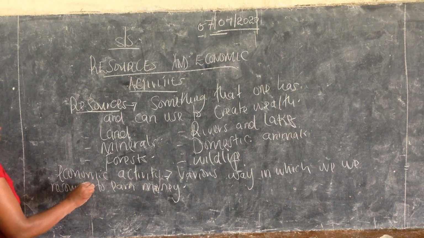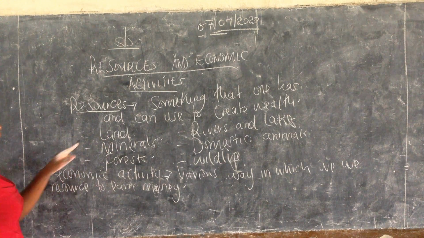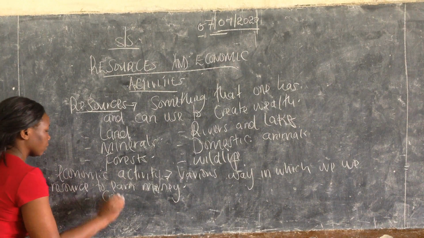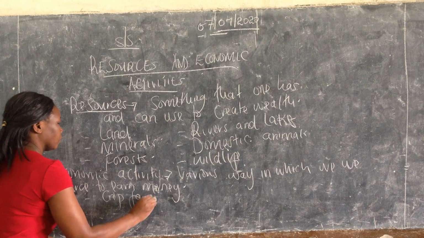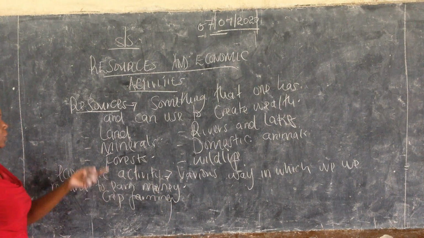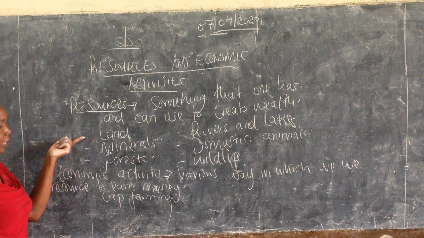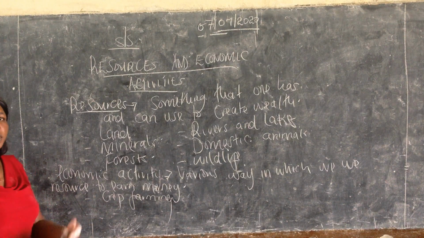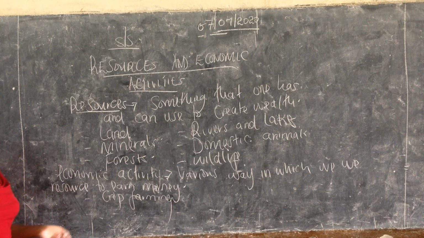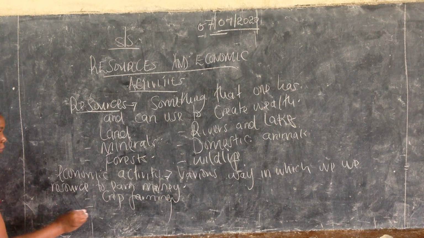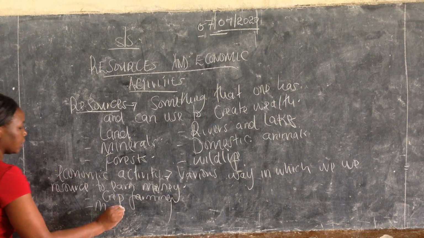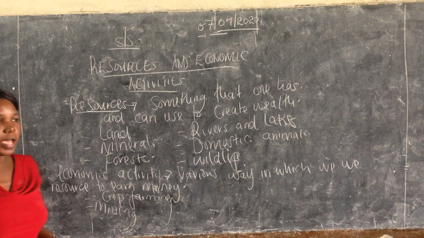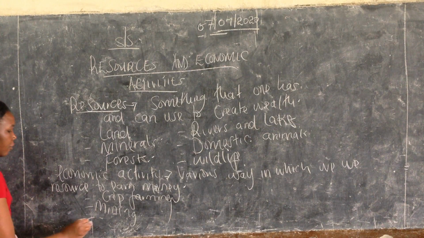So, from these resources, how do we earn money? One is crop farming. I've said we can use the land to grow crops, and from the crops we sell them, then we get money. We also have mining, from minerals. Here, we can have forestry.